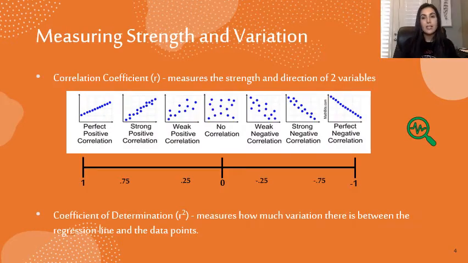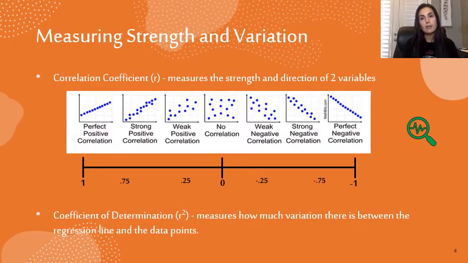So with scatter plots and comparing two quantitative variables, you'll be able to measure strength and variation. The first thing we're going to talk about is the correlation coefficient. Your correlation coefficient is represented by the variable r, and what that does is it measures the strength and direction of two different variables. So you can see on here we have a scale from 1 to -1 of r. An r of 1 represents a perfect positive correlation, and an r value of -1 represents a perfect negative correlation, and then everything in between can be seen on this representation.